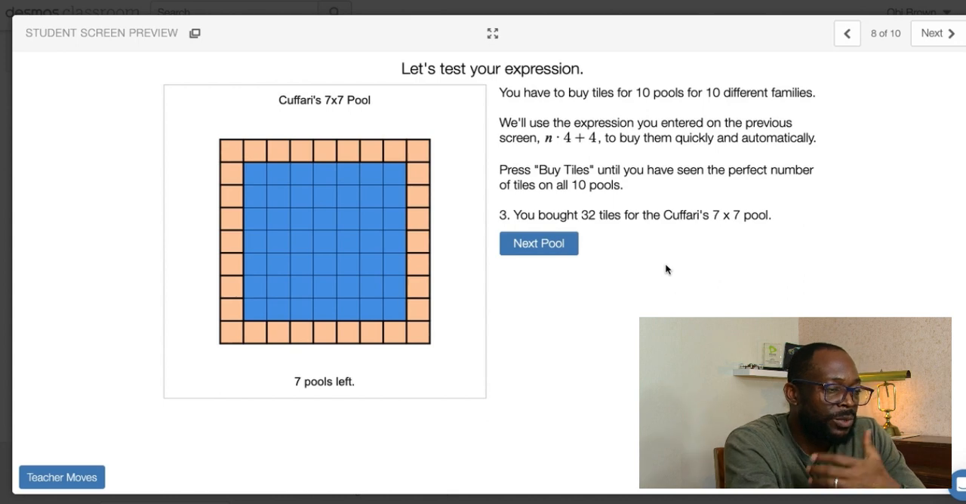So essentially, the students have now been able to derive an algebraic expression using algebraic notation that can be used to solve a problem regardless of the occurrence. And this is how we begin to introduce algebraic thinking to them.